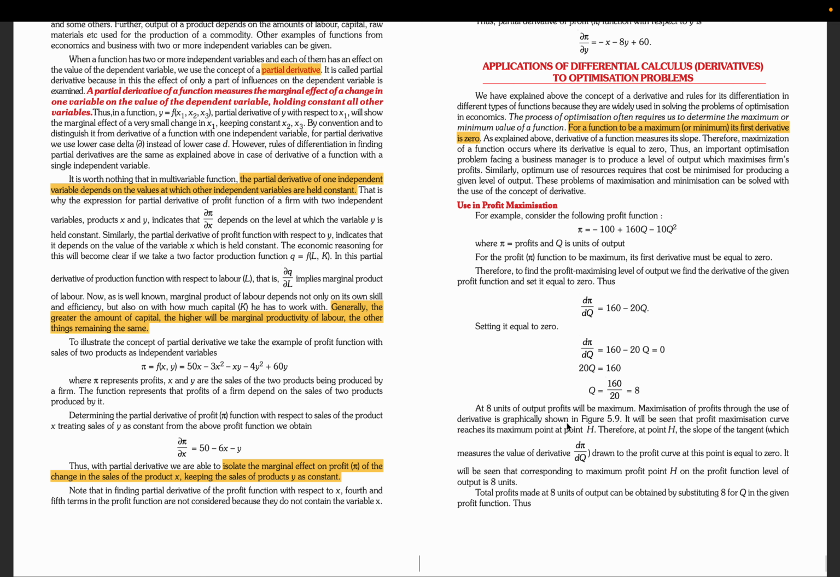Maximization of profits through the use of the derivative is graphically shown in figure 5.9. We'll just see it. It will be seen that the profit curve reaches its maximum at point h. Therefore, at point h, the slope of the tangent drawn to the profit curve, which measures the value of the derivative d pi by dq, is equal to 0.